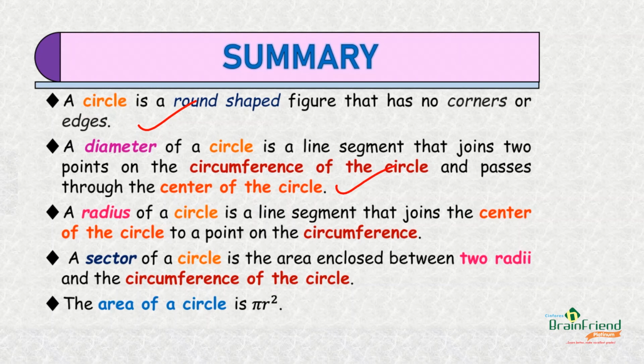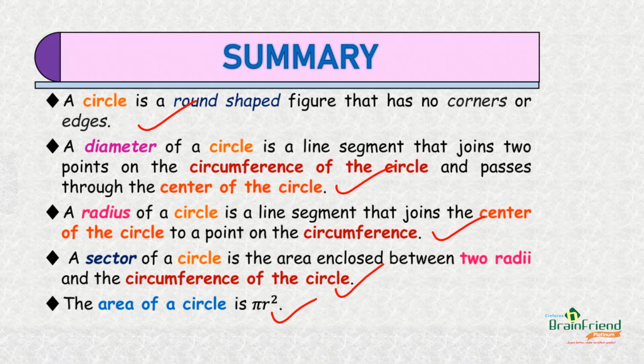Going on, we learned that a radius of a circle is a line segment that joins the center of the circle to a point on the circumference. Next, we learned that a sector of a circle is the area enclosed between 2 radii and the circumference of a circle. And finally, we learned that the area of a circle is pi r square.